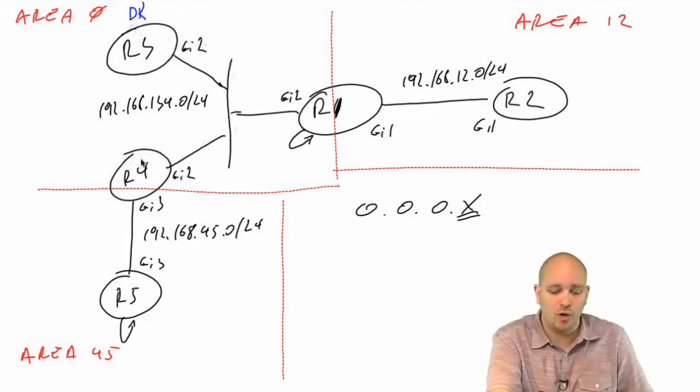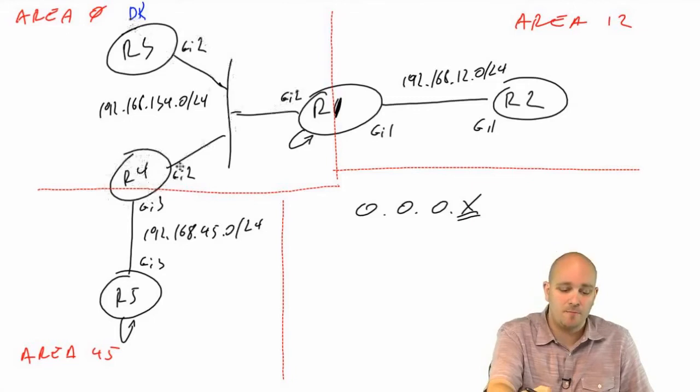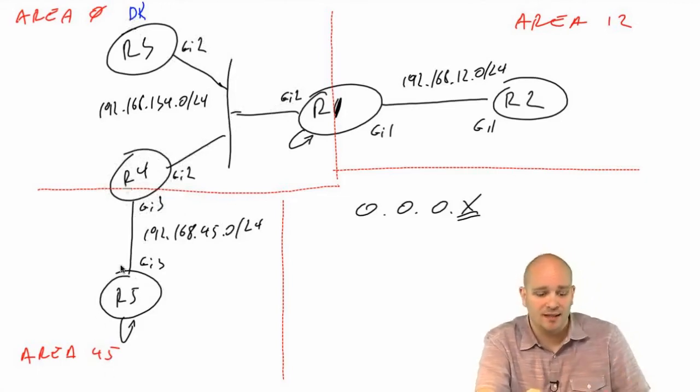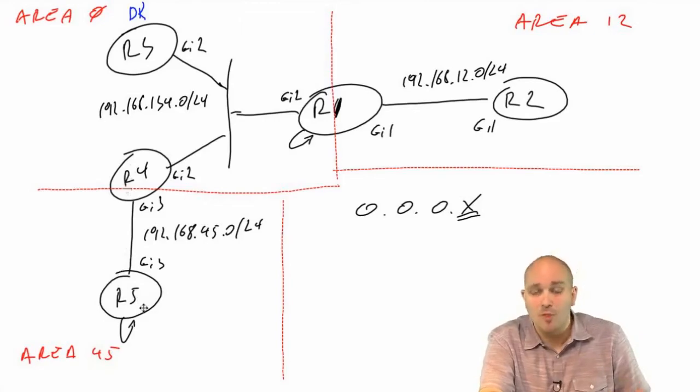Then I'm going to go to R4 and make sure that I have my interface gigabit 3 enabled for OSPF, and that I have a neighbor with R5 in area 45. And finally, I'm going to make sure that the same thing is true on R5.